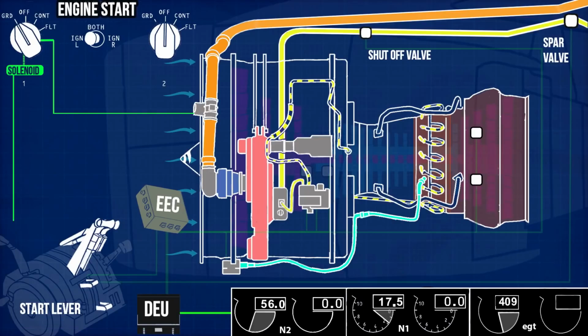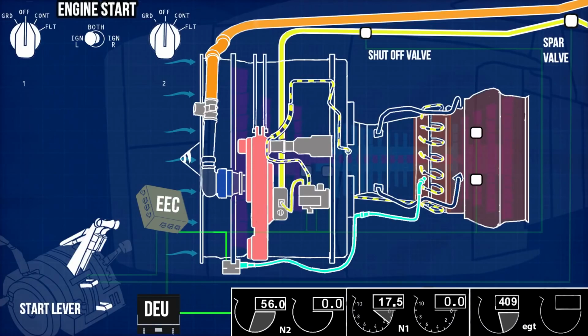The DEU removes the ground from the start switch solenoid, and the switch goes to off position. This removes the power to the start valve, which closes to stop the pneumatic supply to the starter. The reduction in pressure reduces starter speed, which disengages the clutch, isolating the starter from the engine gearbox rotation. As the temperature inside the combustion chamber is enough for continuous fuel-air mixture ignition, the EEC deactivates the ignition system. Now the engine has reached the idle stage.